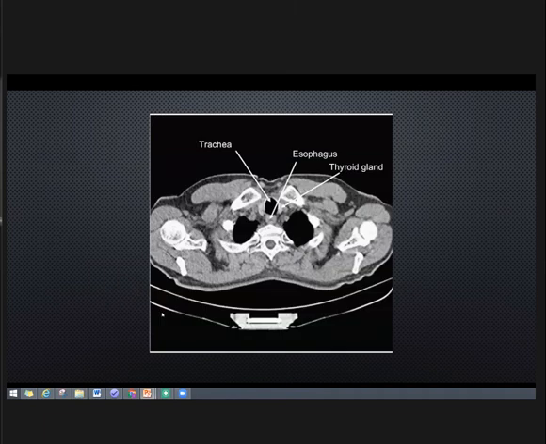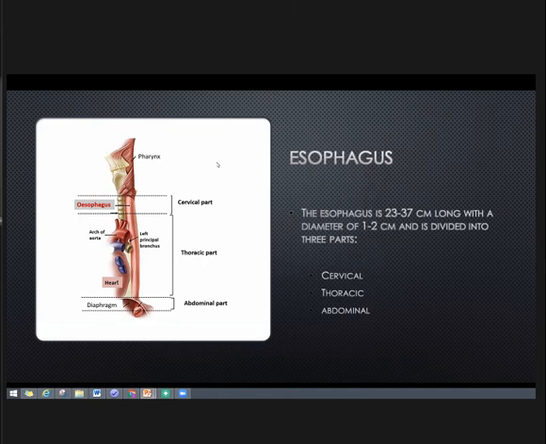So this is an HRCT image showing the other parts of the visceral space, which are the trachea, esophagus, and the thyroid gland. So first is the esophagus. The esophagus is 23 to 37 centimeters long with a diameter of 1 to 2 centimeters and is divided into three parts: the cervical part, the thoracic part, and the abdominal part. The cervical part is continuous with the hypopharynx and commences at the lower border of the cricoid cartilage at the level of C5 and C6.